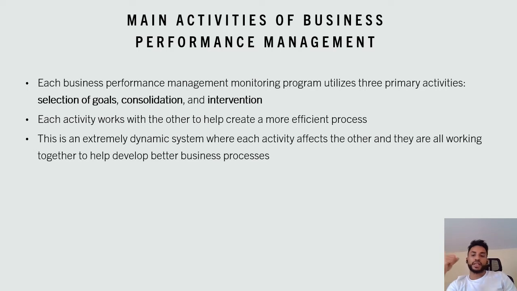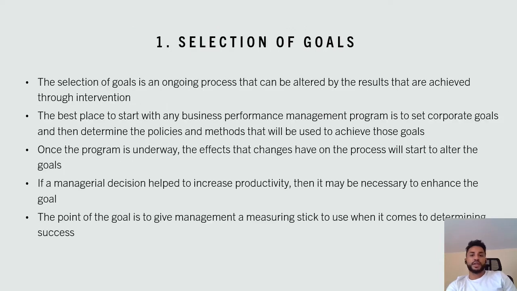So what are the main activities of business performance management? Okay, there's three primary main activities, which are selection of goals, consolidation, and intervention. Each works with each other to help create a more efficient process. It's a dynamic system where each activity affects the other and they are all working together to help develop better business processes. So what do you mean when I say selection of goals?